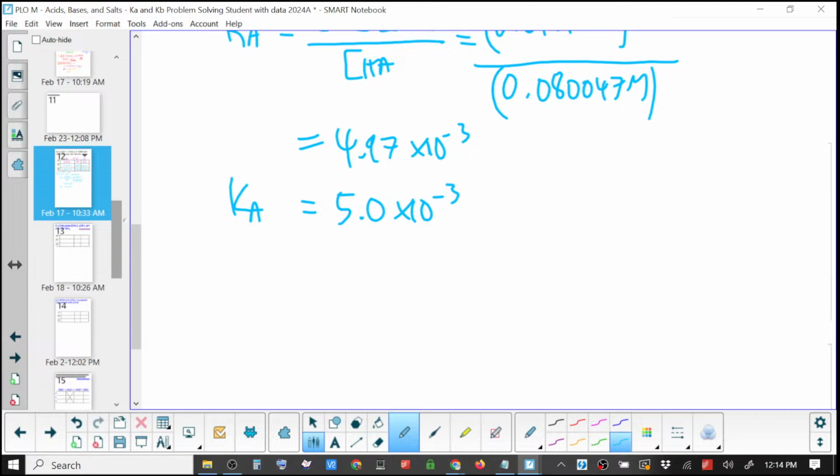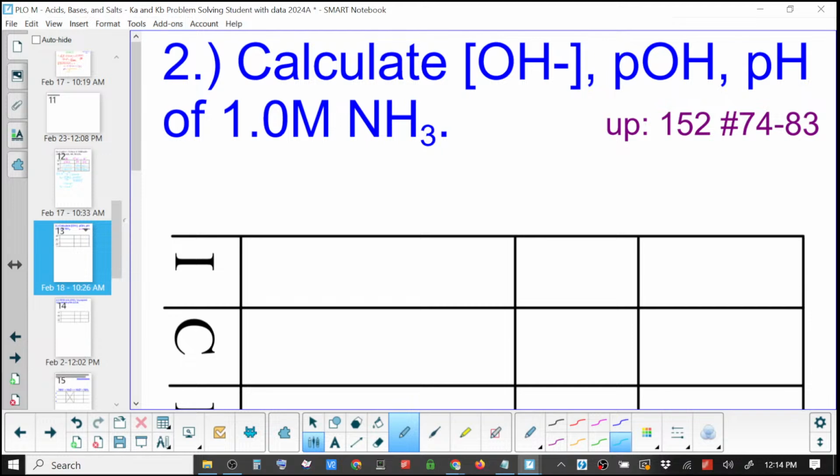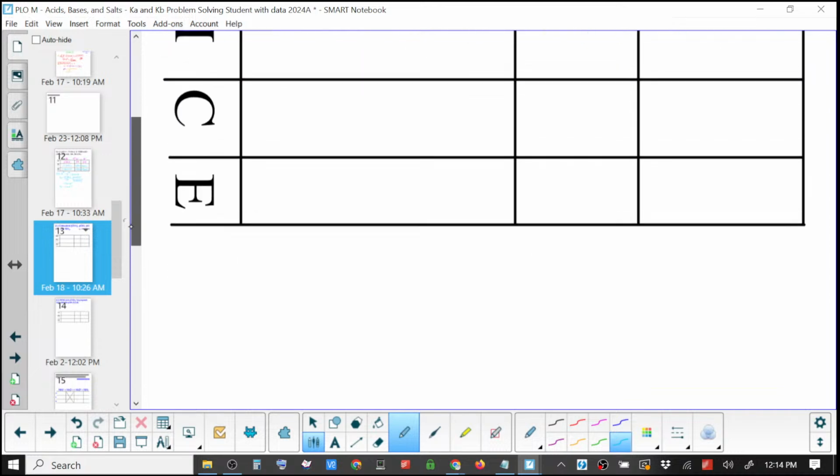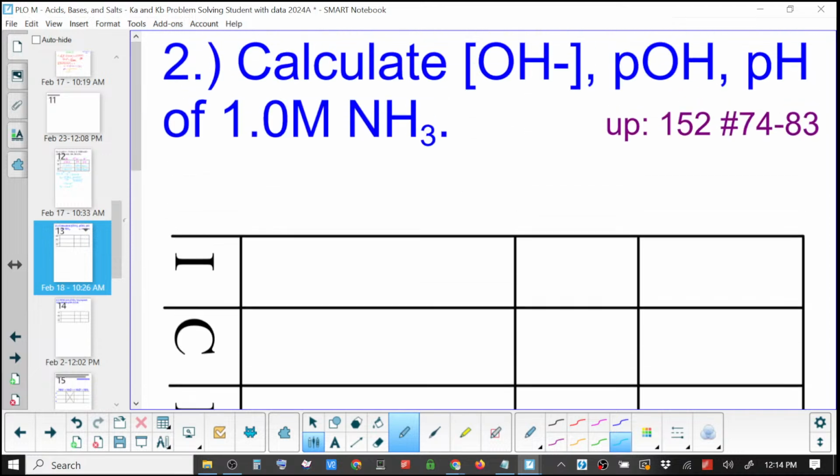Okay, anybody still getting that down, getting a version down? Okay, we got a new question. Calculate all the things of 0.1 molar NH3. All the things.